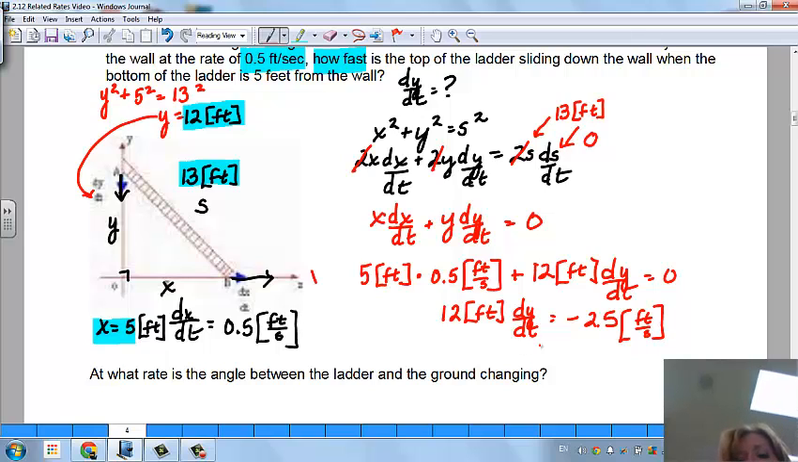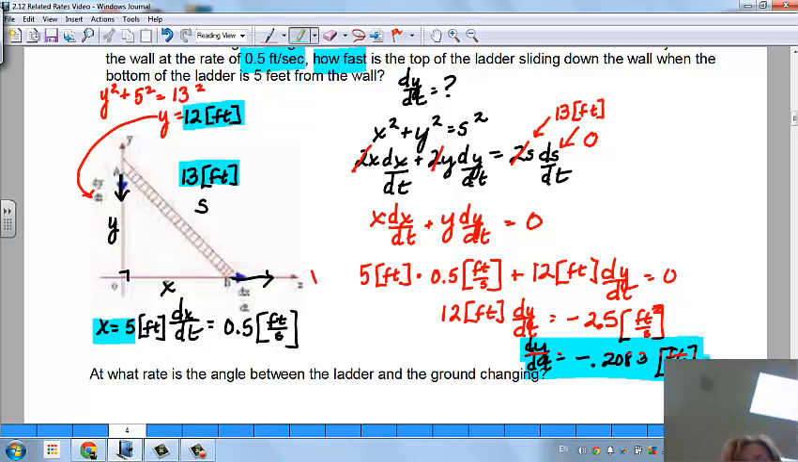And when I divide by 12, dy/dt comes out to be a negative 0.2083, and feet squared per second divided by feet, sorry, is going to be feet per second. And it's negative, so I'm happy because it is sliding down the wall. So that would be our answer.